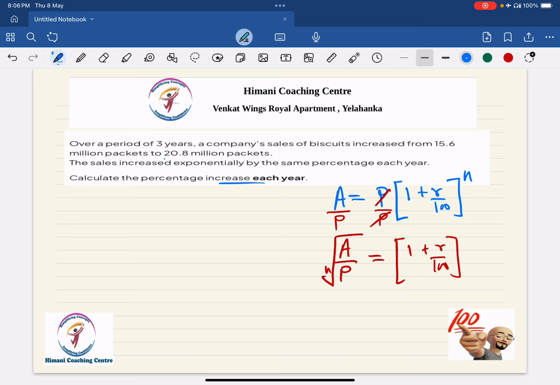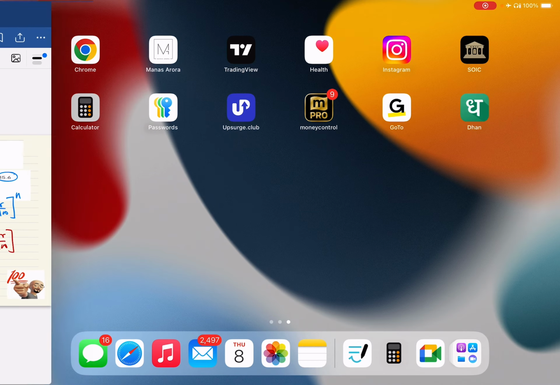What is the amount here? Amount is 20.8, which is the sales of biscuits after 3 years. Principal is 15.6. So let us write this down: 20.8 divided by 15.6, and we are going to find the cube root of that, and that should be equal to 1 plus R by 100. Now let us use the calculator and get the answer.